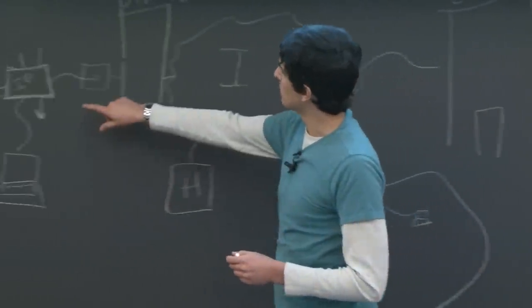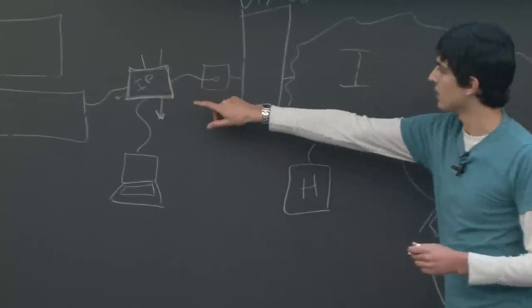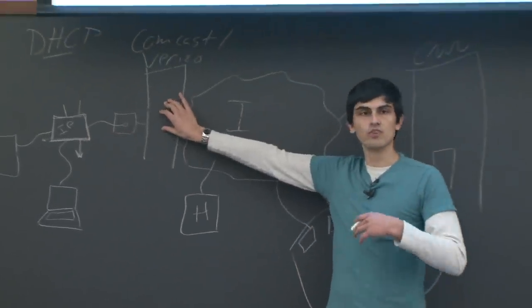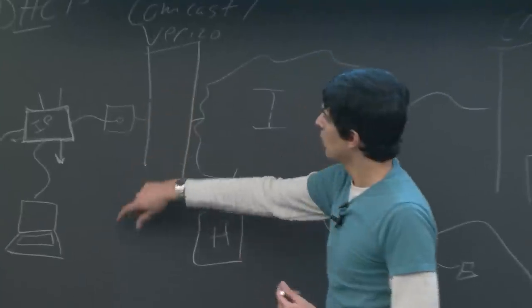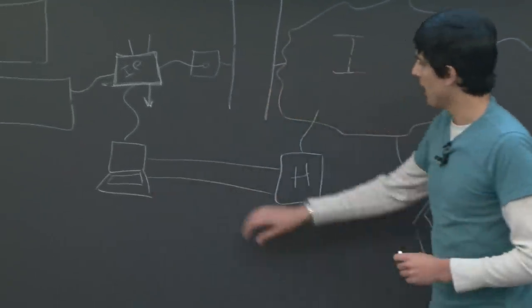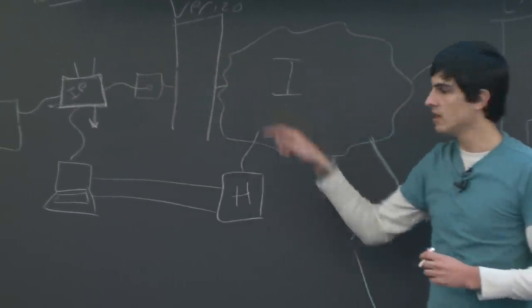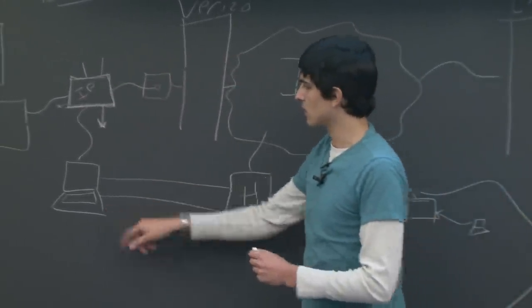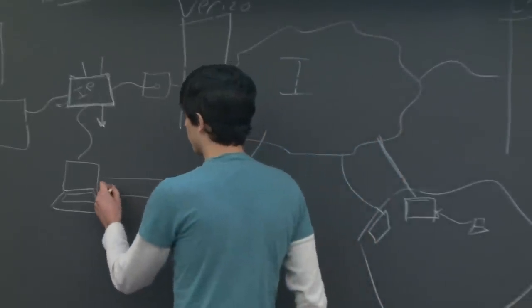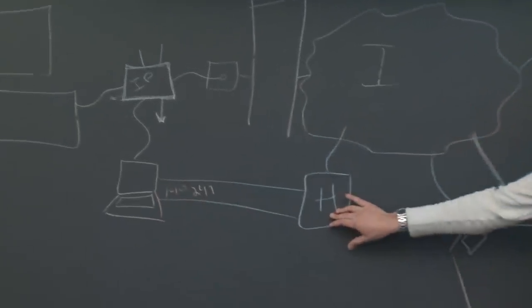So, whereas before my computer is connected to this router at home, and that's connected to Comcast or to Verizon, what I can do is create a VPN, what's called a VPN tunnel. It's still going through this same physical connection, but it's as if my computer now has a 140.247 address, and it's as if I am on Harvard's network.